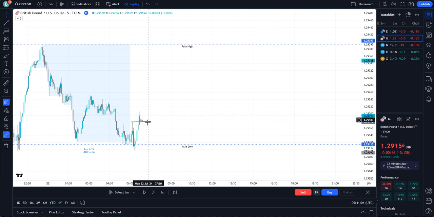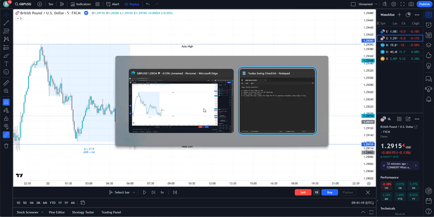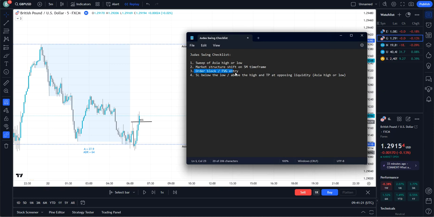So there we are, we have 2 market structure shifts here. We'll use this one for the sake of the vid. So we had a push, we had a high, a push down for the sweep, and then a market structure shift here and a close above. Once you've got these 3 things already, we move on to the next part of our checklist. As you can see, number 1, sweep of the Asia low. Number 2, market structure shift on the 5-minute time frame, candle closed above, job done.